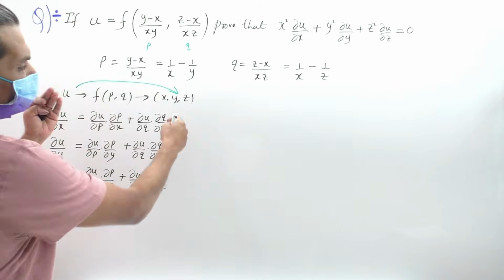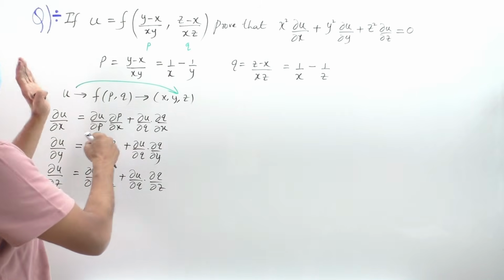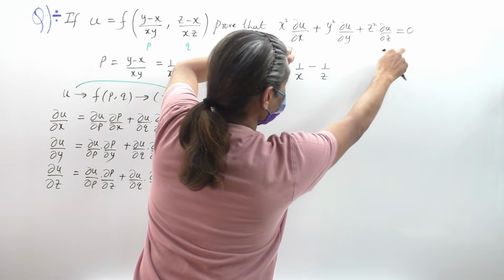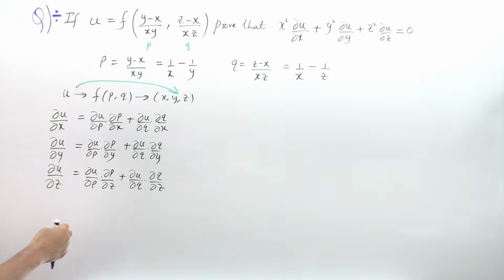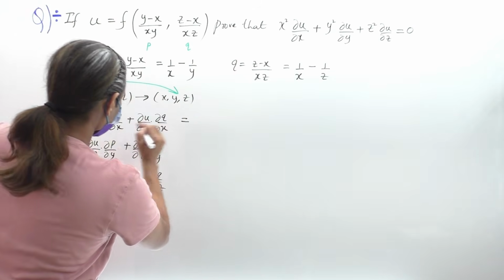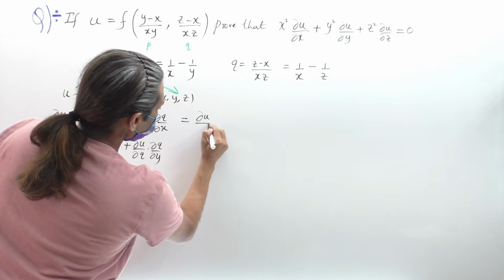Now, let's find the partial derivatives here. So, we need dou u by dou x, dou u by dou y, dou u by dou z. Correct? So, we got all this. Now, dou u by dou x will be equal to dou u by dou P, I don't know.